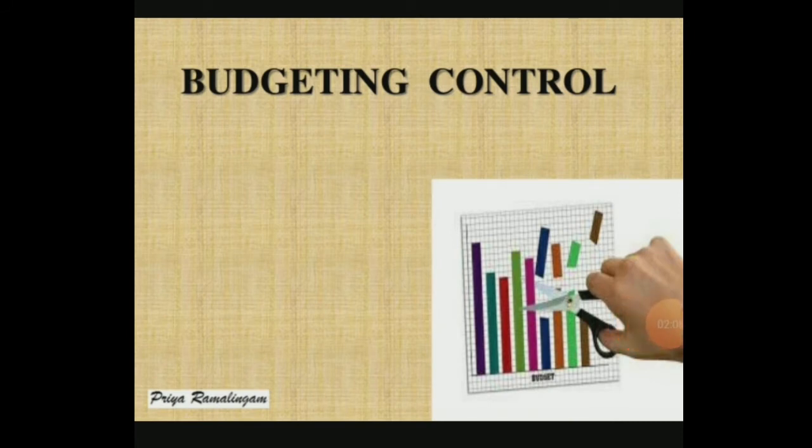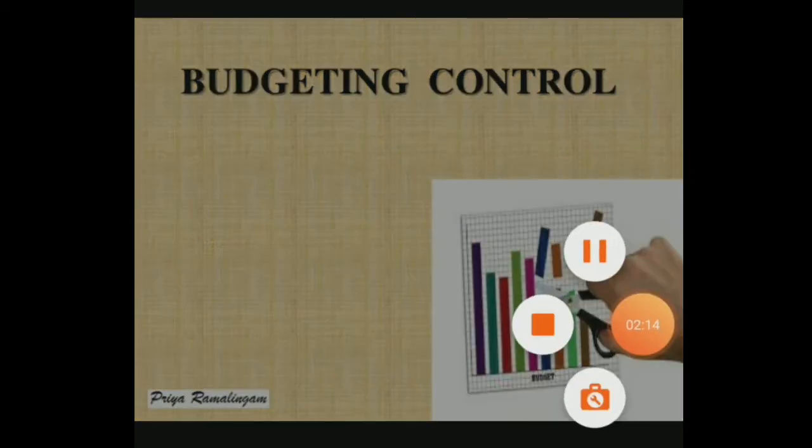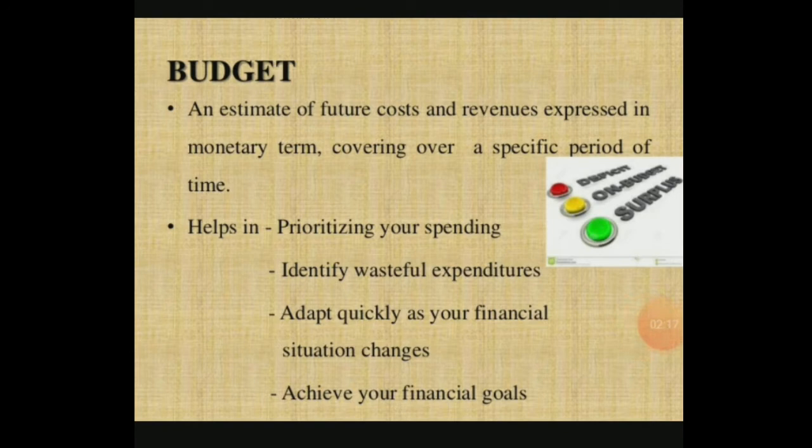Before discussing about budgetary control, first we should know what is budget. So see here, an estimate of future costs and revenues expressed in a monetary term covering a specific period of time. Here, a specific period of time is nothing but a particular year. For example, 2013 and 14, 15 and 16, or 16 and 17, that is called particular year. And also see that estimate of future costs and revenues.